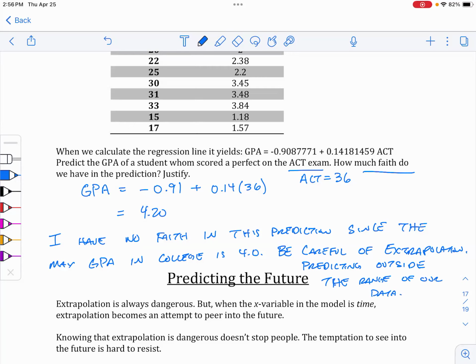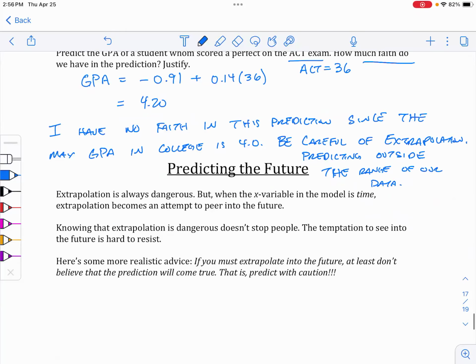We have to be careful of extrapolation, that is predicting outside the range of our data, because those values lack reliability. That's basically what this says: we need to predict with caution. Can you predict tomorrow's weather? Yeah. Can you predict after that? Yeah. Can you predict a month from now? Okay, now I'm starting to get worried. There is no hard and fast rule here.